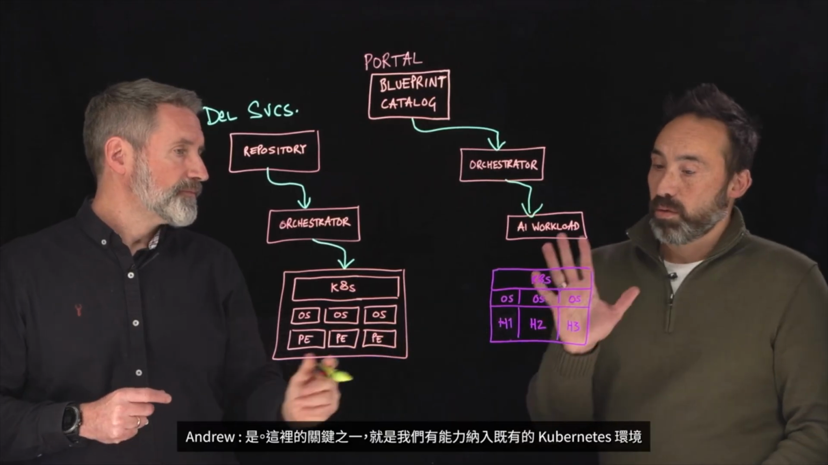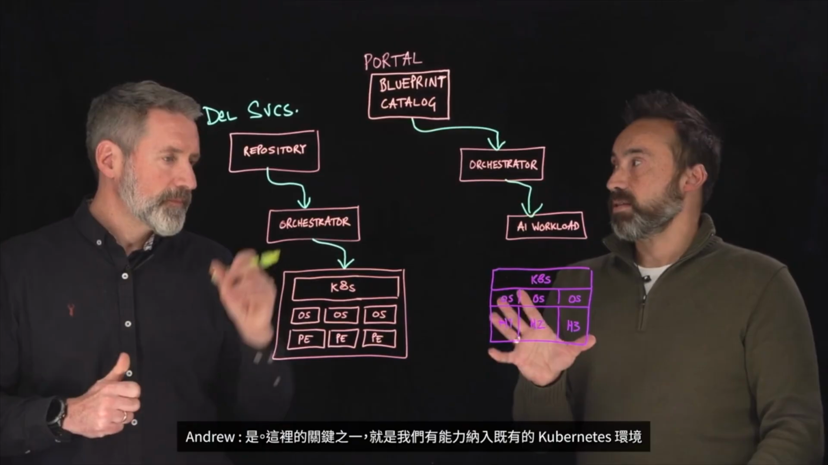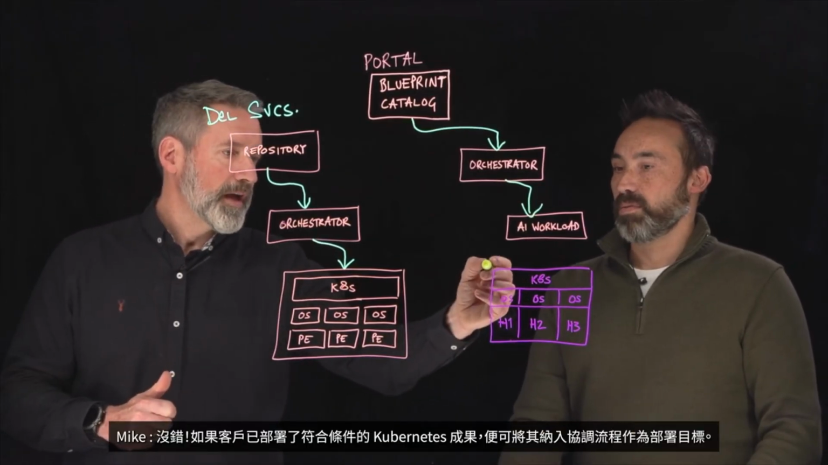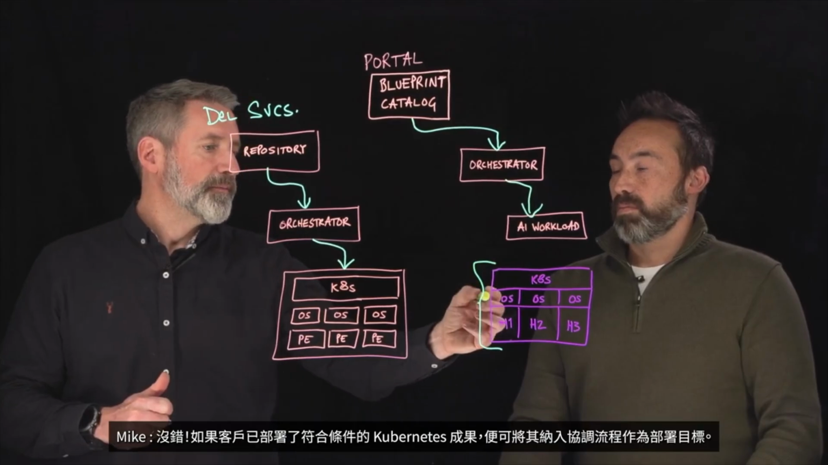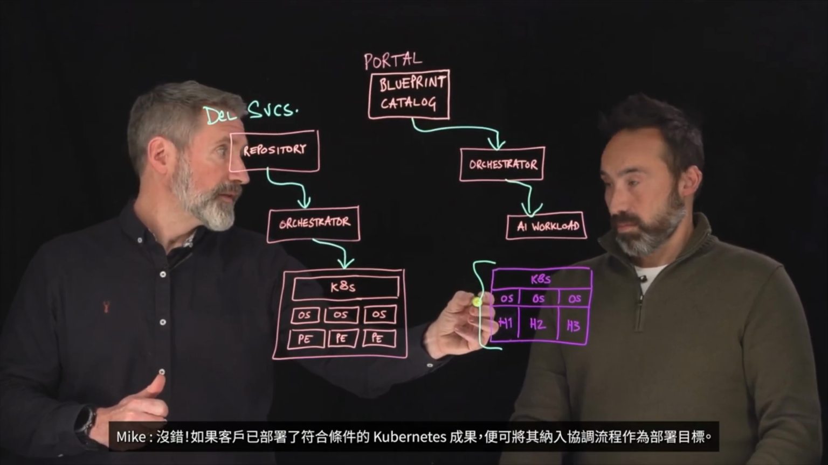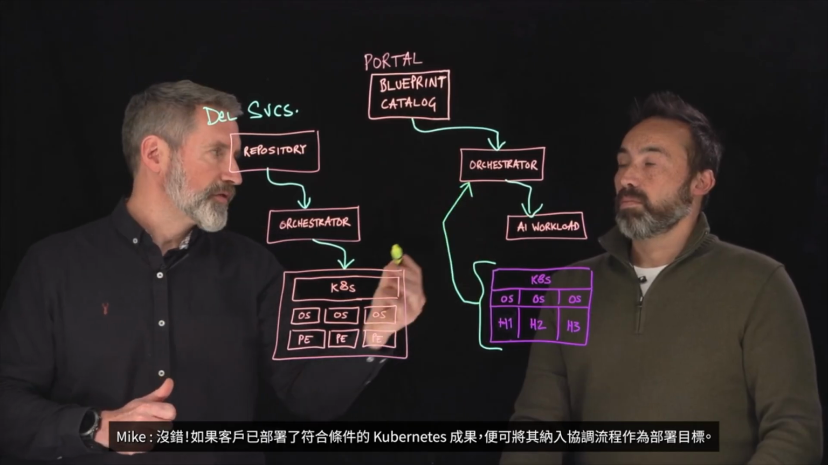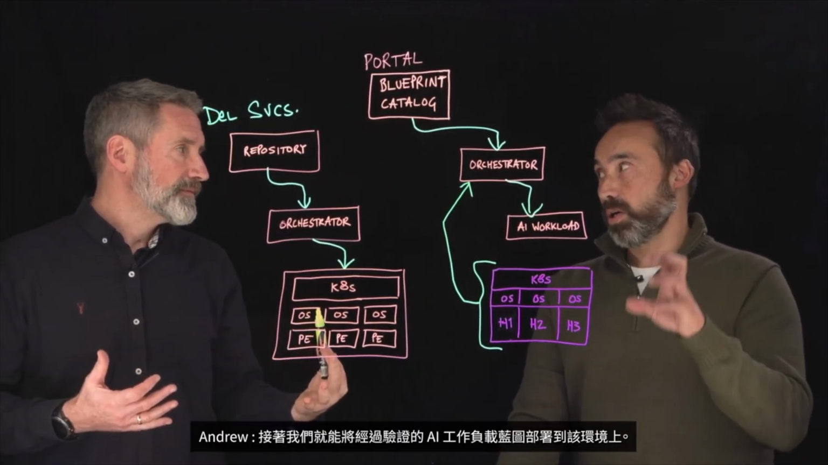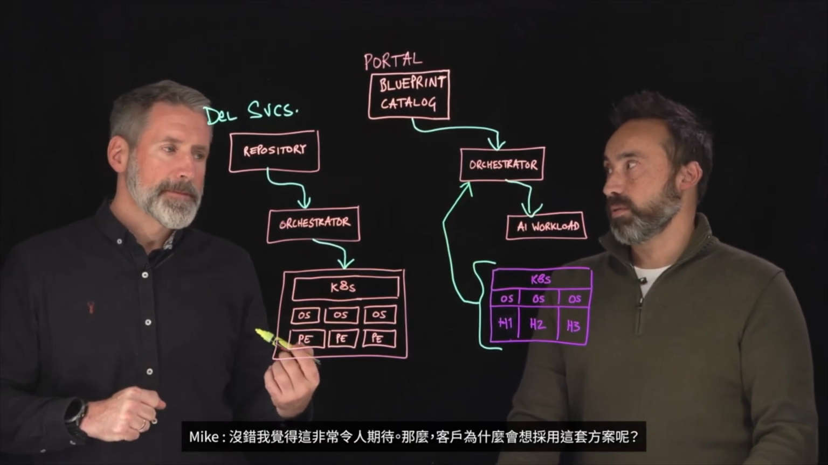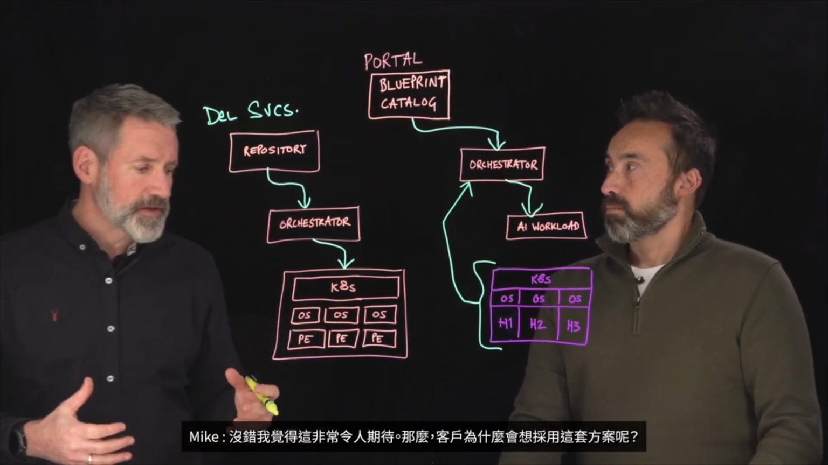Yes. One of the key things here is we have the ability to ingest existing Kubernetes. Exactly. So if we have this validated Kubernetes outcome already deployed, it can be ingested into the orchestrator to be used as a target. And then we can deploy the validated AI workload blueprints onto that. Exactly. I think this is very, very exciting.